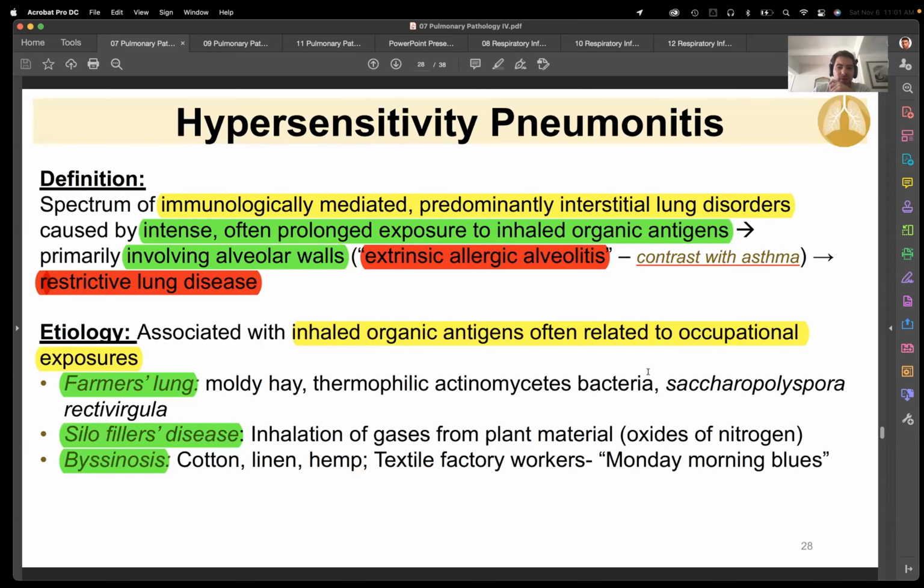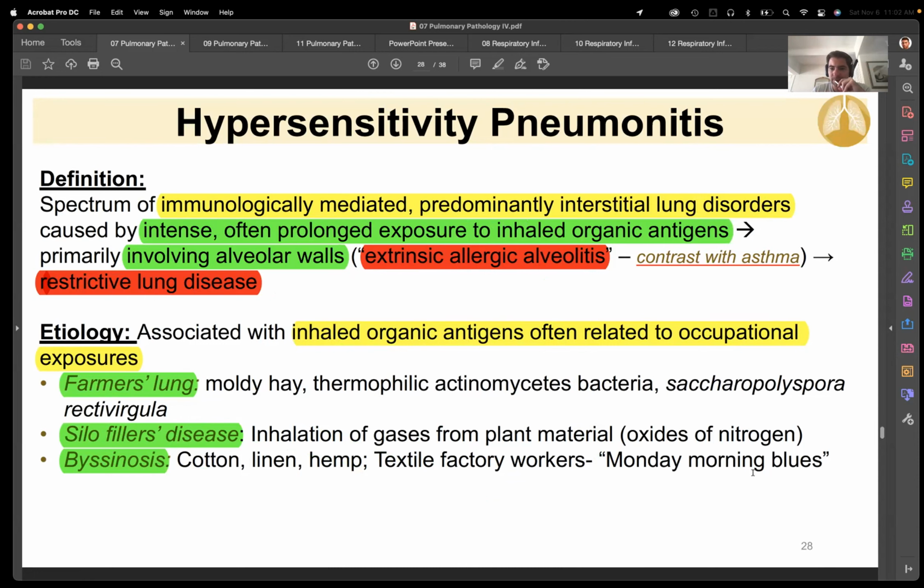Okay, hypersensitivity pneumonitis, extrinsic allergic alveolitis. So this is going to be versus asthma, which is an obstructive lung disease. This sort of hypersensitivity is going to lead to a restrictive lung disease. So you can see stuff like farmer's lung, this hay. Again, these are occupational hazards that form as well.